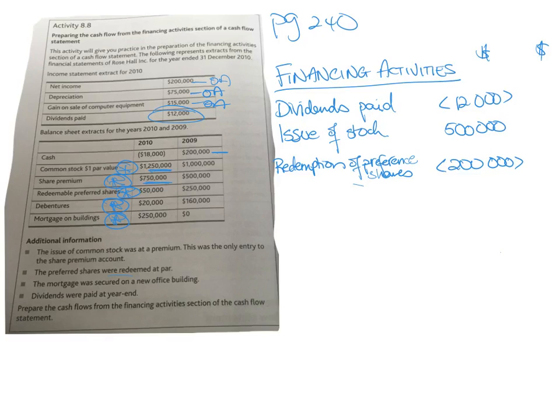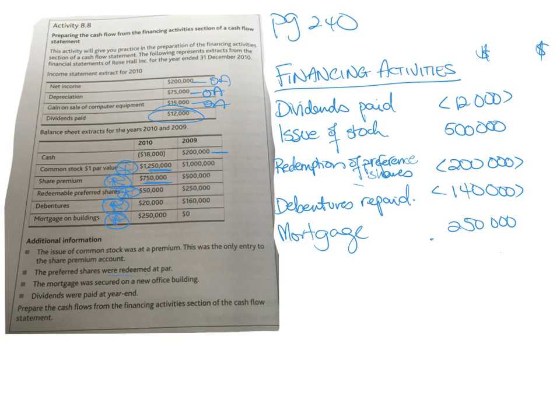The debentures went down, so we have repayment of the debentures. So if we're paying that, that's money going out. So that's 140,000 negative. And we took out a mortgage, so money would have come in, right? So that would remain positive. So we've dealt with everything that they've given us. So we just add it up.